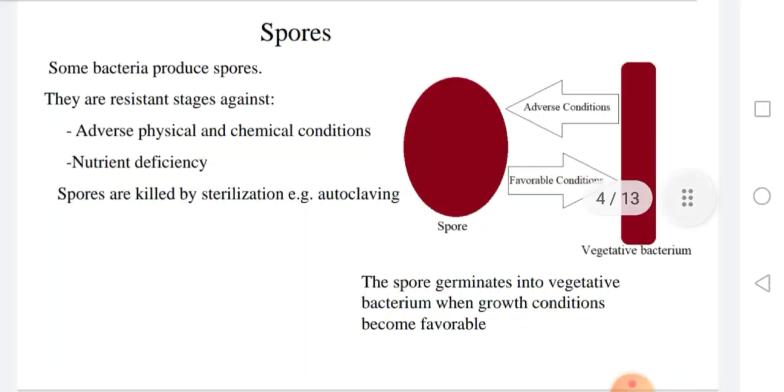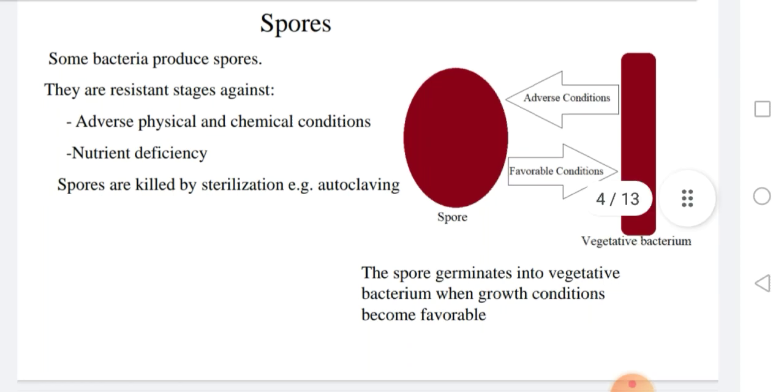The spores. Some bacteria produce spores, some of them, not all. The spores are resistant stages against adverse physical and chemical conditions and nutrient deficiency. When the vegetative bacterium is exposed to adverse conditions, so as not to die, it changes itself into spore. But when the conditions become favorable, the spore will germinate into vegetative bacterium, as you see in the figure.